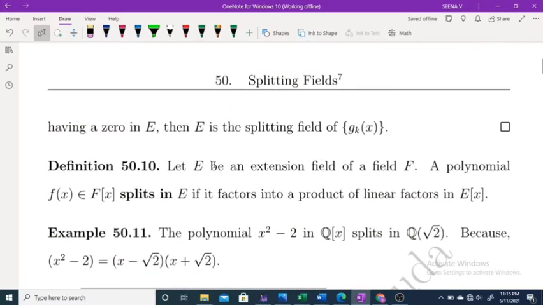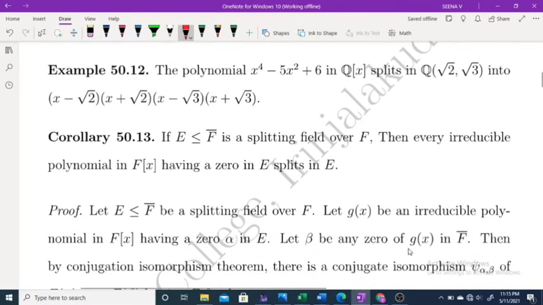Just to recall the definition of splits in E: a polynomial f(x) in F[x] splits in E if it factors into a product of linear factors in E[x]. The polynomial must be in F[x], and it factors into a product of linear factors in E[x]. Then we say the polynomial f(x) in F[x] splits in E.